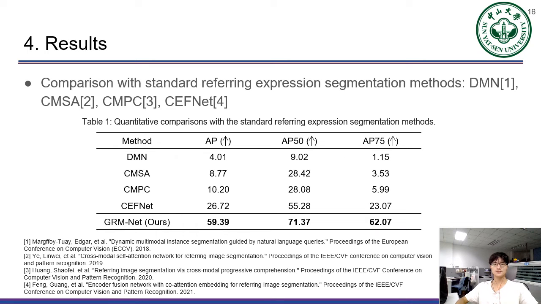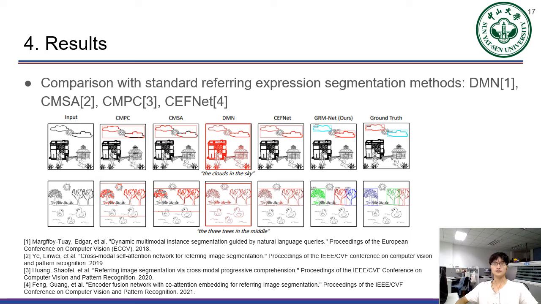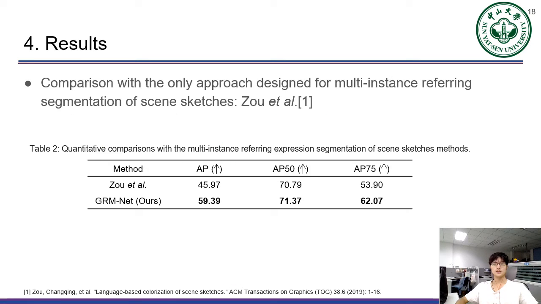From Table 1, we can see that the conventional methods designed for the standard task perform poorly. This is because when applied to examples with multiple targets, they output a unified mask for all targets, which tends to lead to poor instance segmentation measurement, like AP. The image above is the visualization results, showing the poor performance too. As for the comparison with the only approach closest to our framework, namely Zoe, ours outperforms by a large margin.